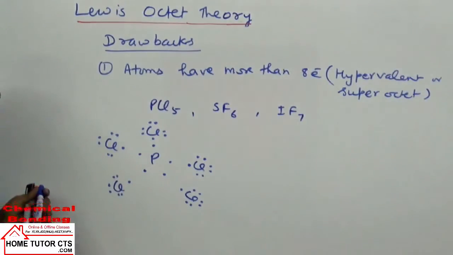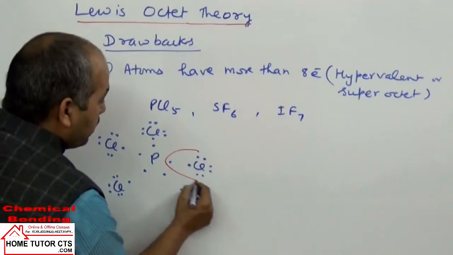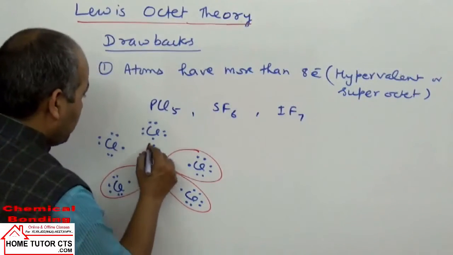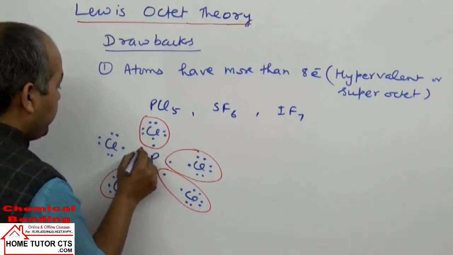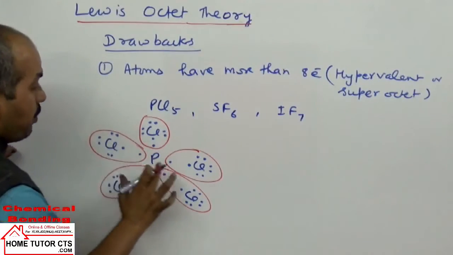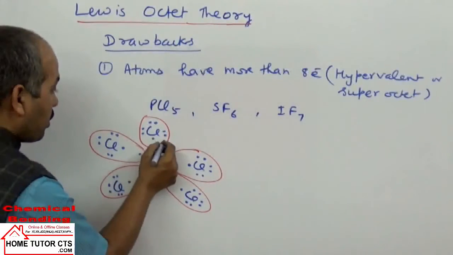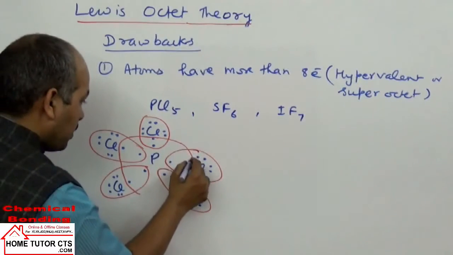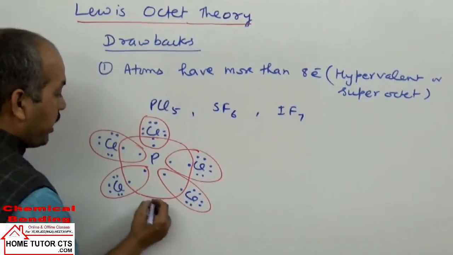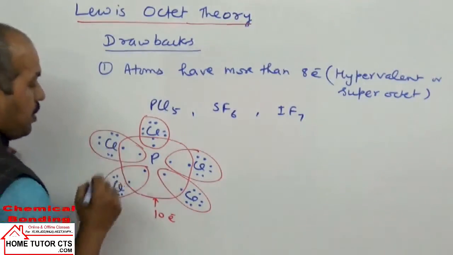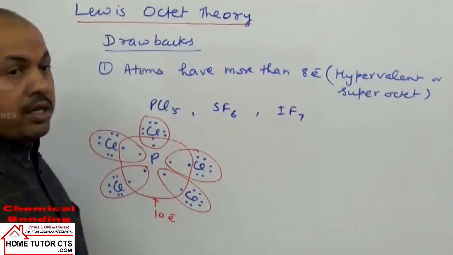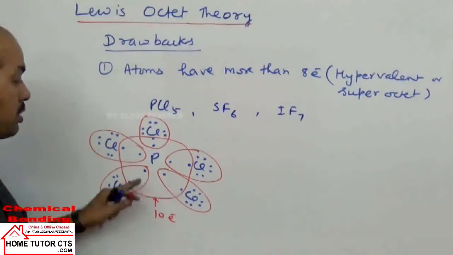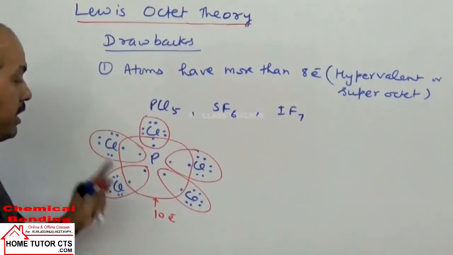In this case, each chlorine has a complete octet, no issue. But phosphorus will have 5 bonds, so phosphorus will have 10 electrons. Phosphorus shares all 5 electrons and forms 5 bonds with 5 chlorine atoms. So phosphorus has 10 electrons, chlorine has 8 electrons.